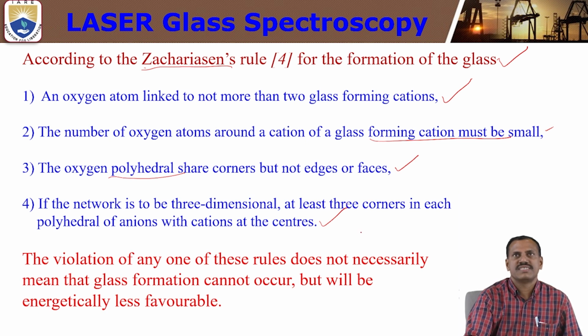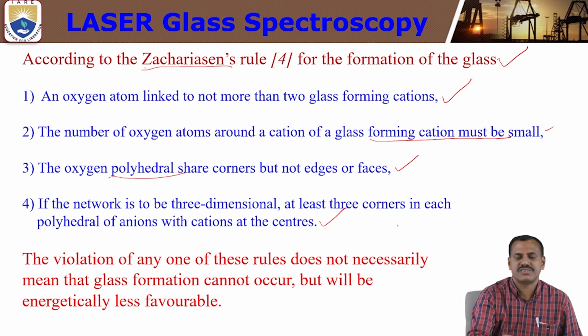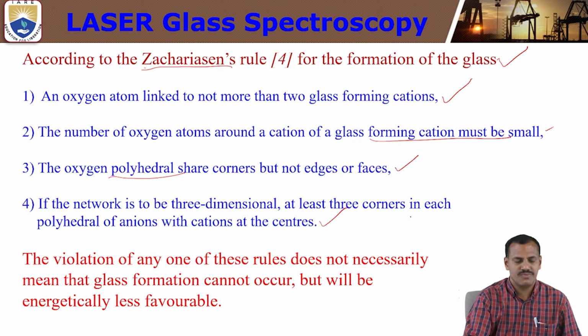If these 4 rules are satisfied, then we can easily form glass. These 4 rules were discovered by the scientist Zachariasen, who introduced them to explain how glass nature will be formed. According to these rules only, glass will be formed.